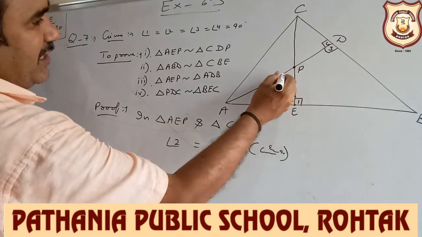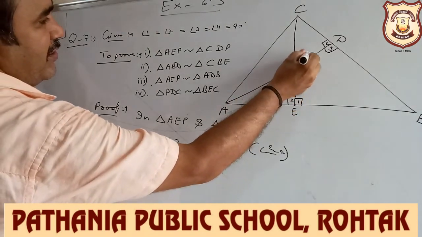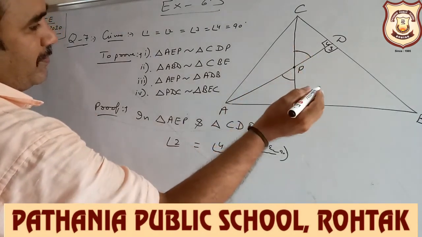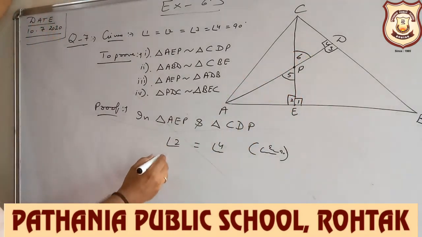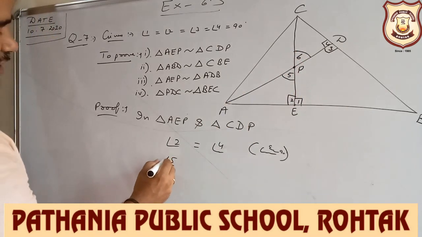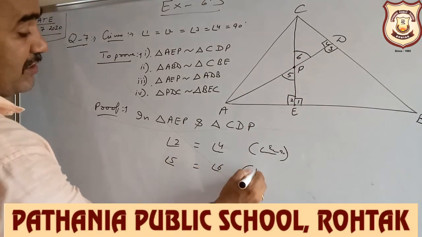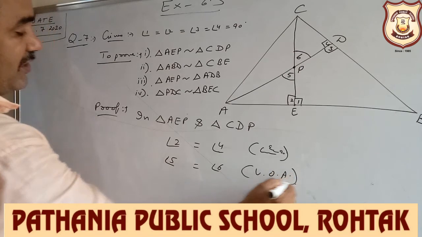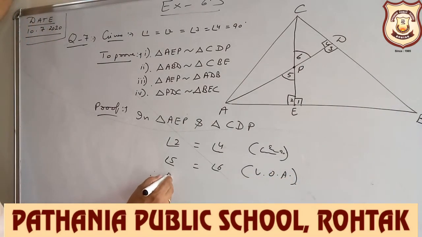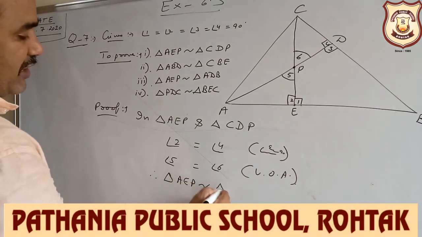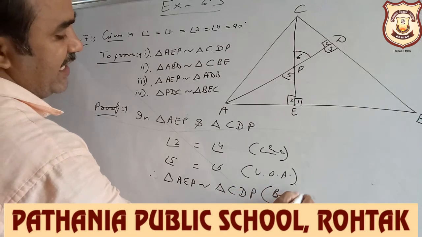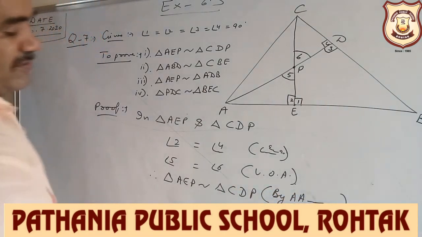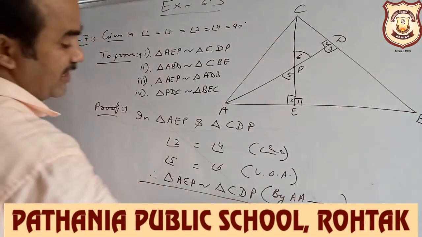Then this one angle 5 equal to angle 6. Angle 5 equal to angle 6, vertically opposite angles. Therefore, triangle AEP is similar to triangle CDP by AA similarity criteria. So first part is over.